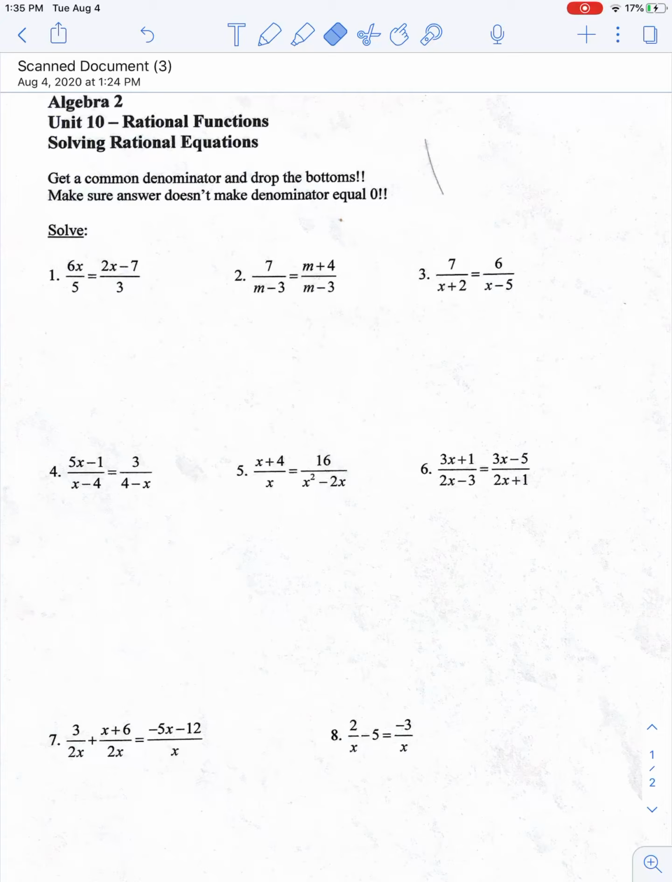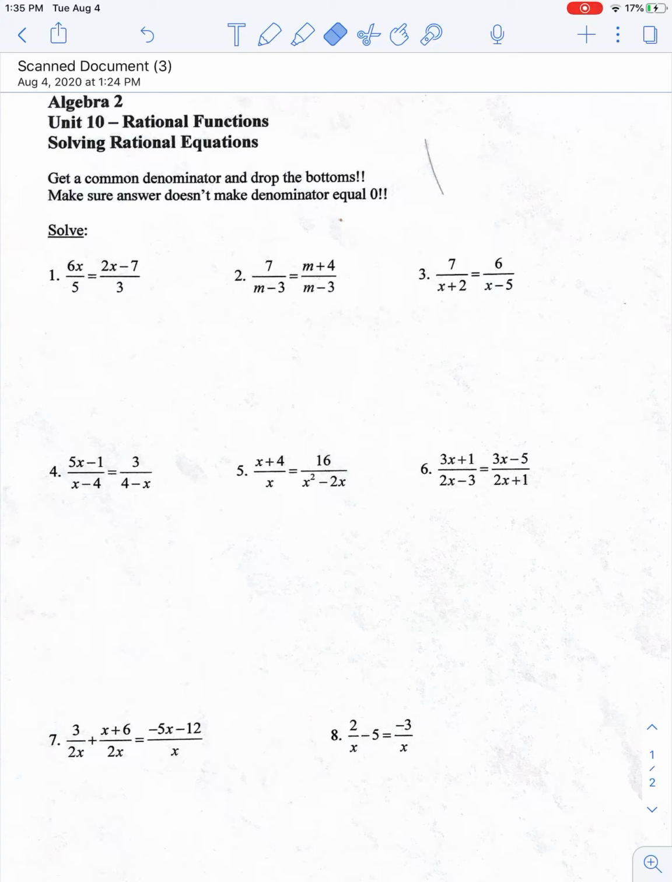to get a common denominator, but then once you have a common denominator, you want to drop the denominator. But that's only after you have a common denominator. Some of you are going to look at like 1 through 6 and say, oh, I'm going to cross multiply. Or I think in middle school, sometimes they call it butterfly. And that's great, but that's not going to work for 7 and 8.